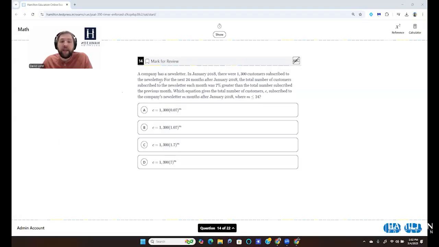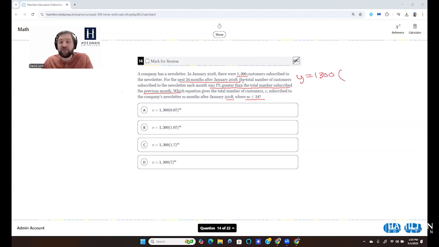Question 14. A company has a newsletter. In January 2018, there were 1,300 customers subscribed to this newsletter. For the next 24 months after 2018, the number of customers subscribed to the newsletter each month was 7% greater than the total number subscribed the month before. Okay, so this looks like an exponential growth model, and we're going by months. Which equation shows the number of total customers subscribed to the company's newsletter M months after January 2018, where M is less than 24?